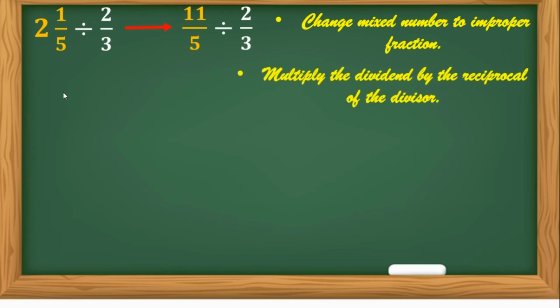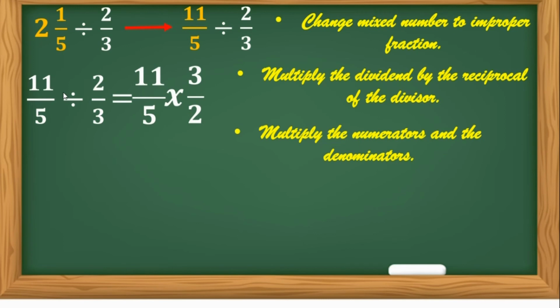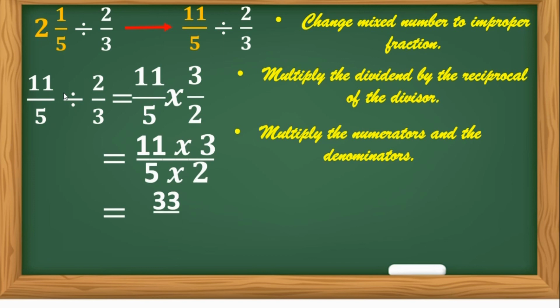Second is to multiply the dividend by the reciprocal of the divisor. So we have to write 11 over 5 divided by 2/3. It becomes 11 over 5 times 3 over 2. And then multiply the numerators and the denominators. So 11 times 3 becomes 33. And then 5 times 2 becomes 10. 33 over 10 is not the final answer since this is the higher term or the higher form of fraction.